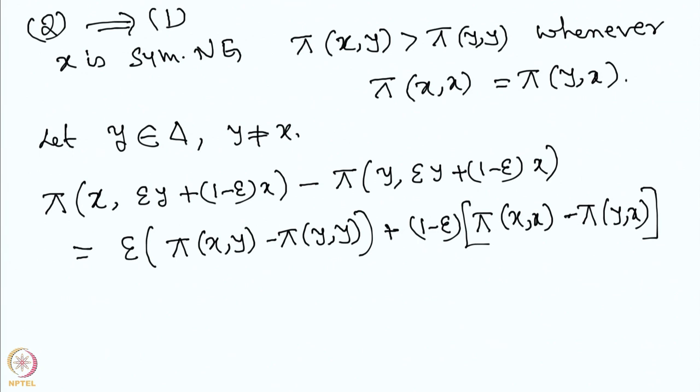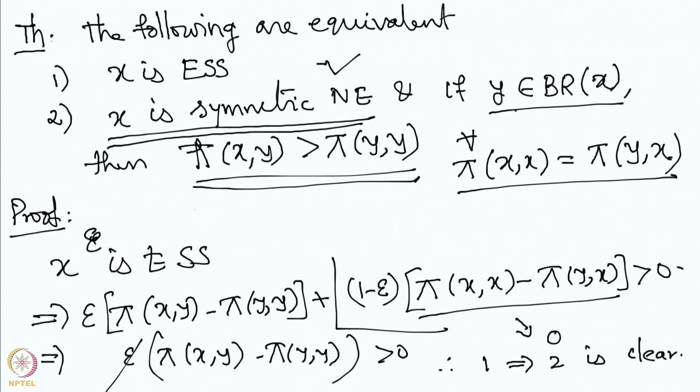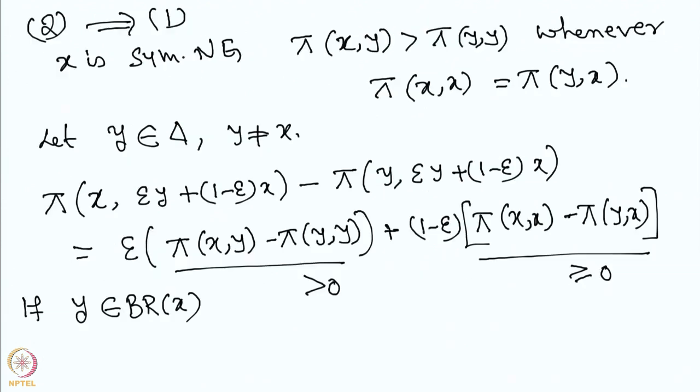Now first thing is that we know that x is a symmetric Nash equilibrium. Therefore, this is always greater than or equal to 0. Then what we really need to show is that this whole thing is greater than 0. If y is a best response, this is going to be 0. So let us assume y belongs to the best response of x. Then this is anyhow greater than or equal to 0, but this is also greater than 0 by the hypothesis. Therefore, this is greater than or equal to 0, this is strictly greater than 0, and therefore this whole is strictly greater than 0.